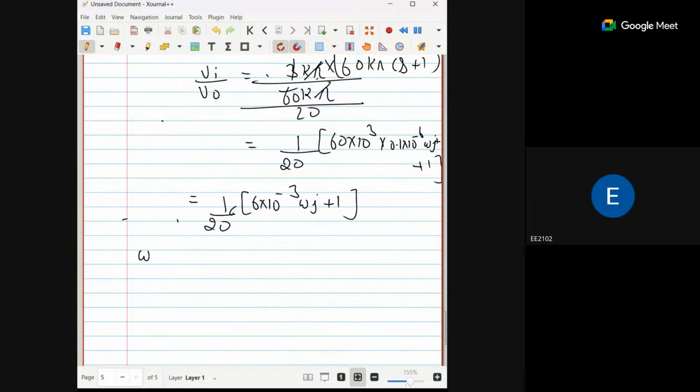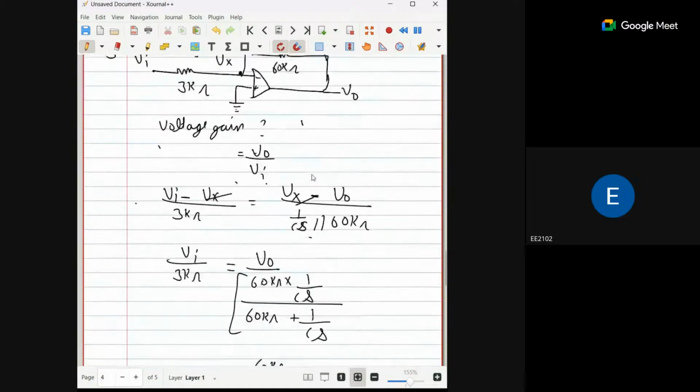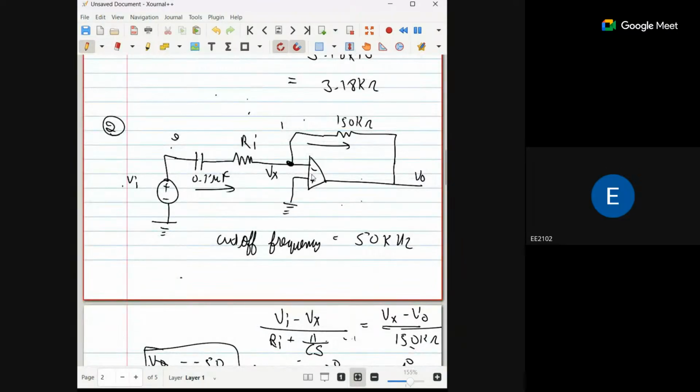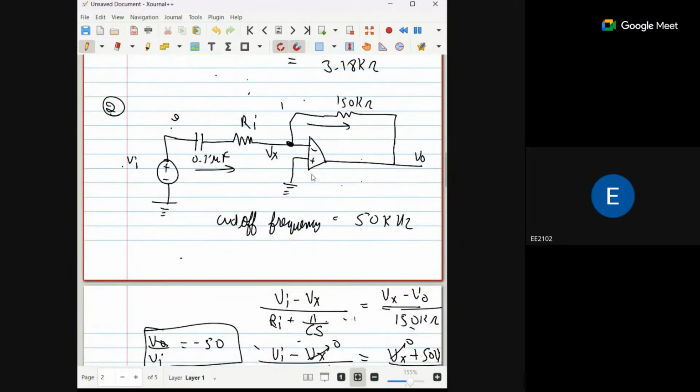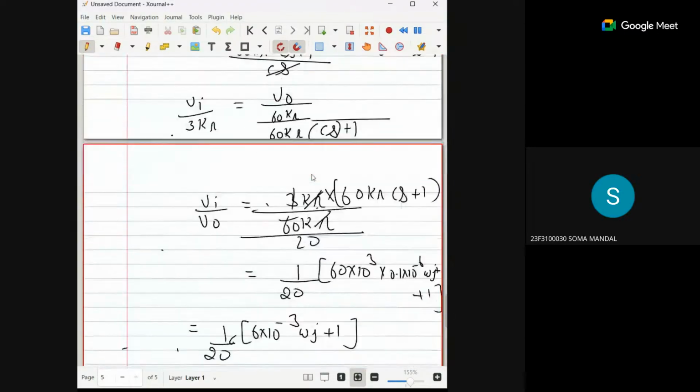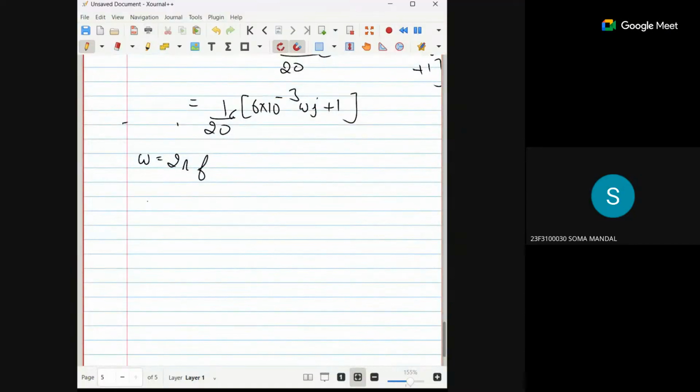So omega will be 2 pi f. Frequency, how can we find it? Can you tell? 2 pi RC. So frequency we can put as 1 upon 2 pi RC.